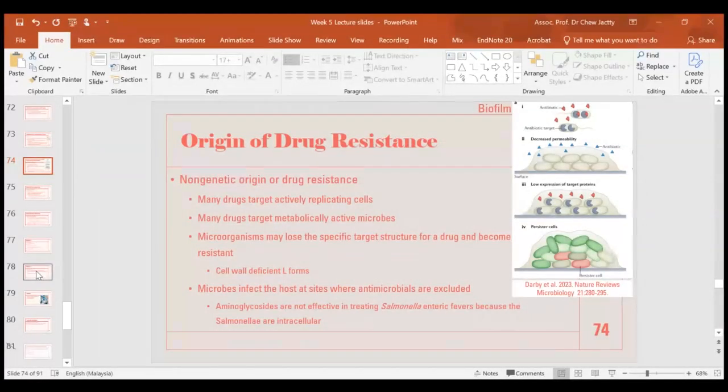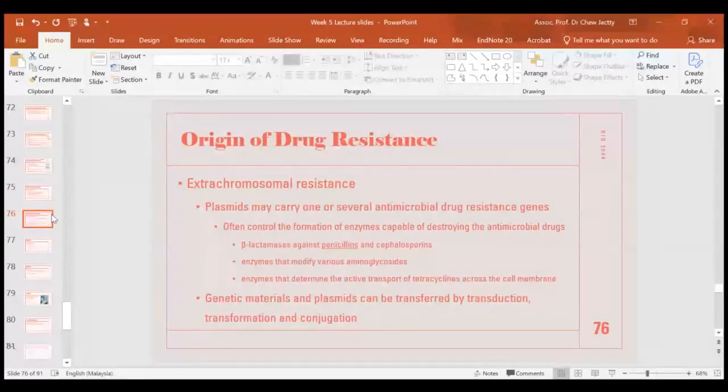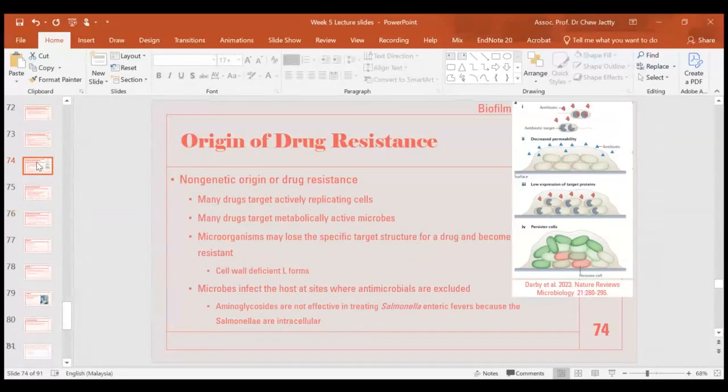So where do they get this resistance? Similar to what we talked about before, they can acquire resistance genes from the outside, either integrating these resistance genes in the chromosome, or getting them as a plasmid. But there are also mechanisms that make them naturally not susceptible to drugs. So this is not genetic related.